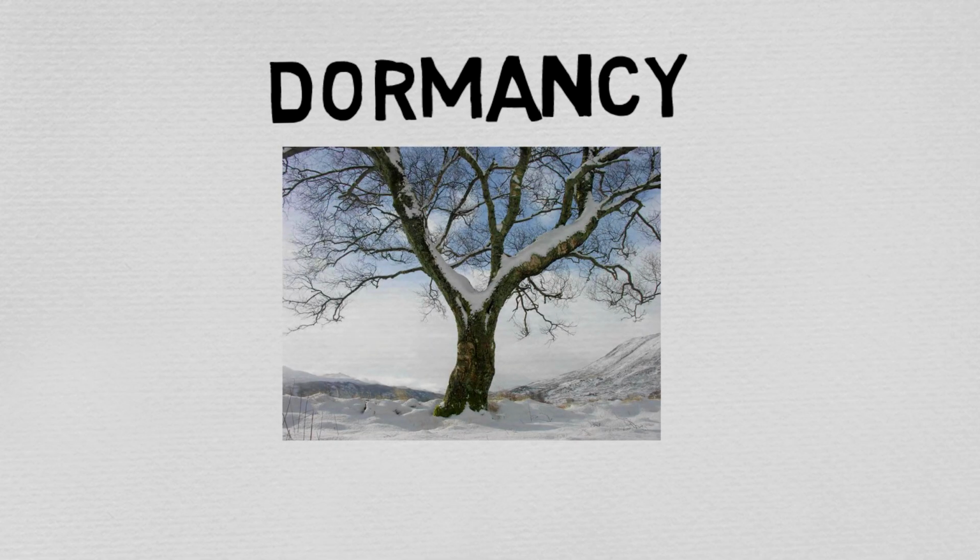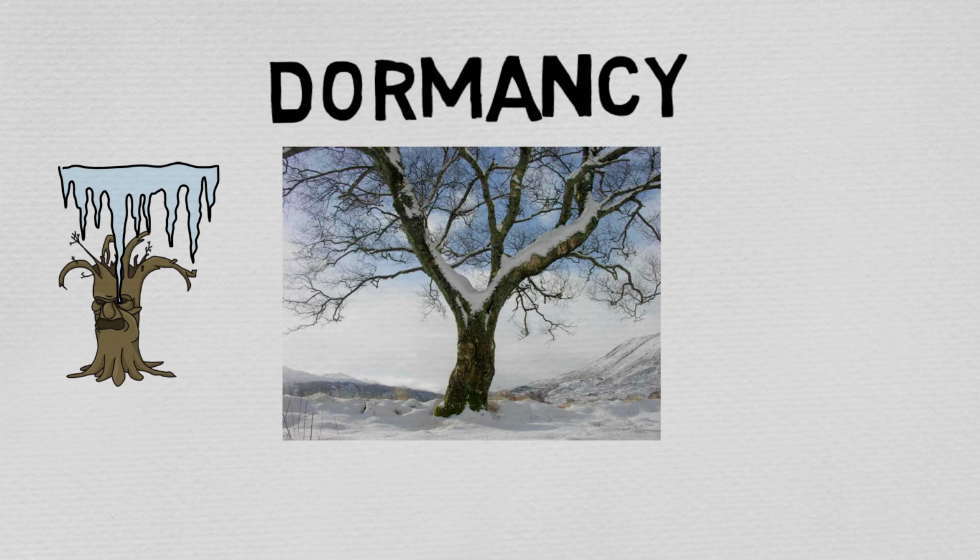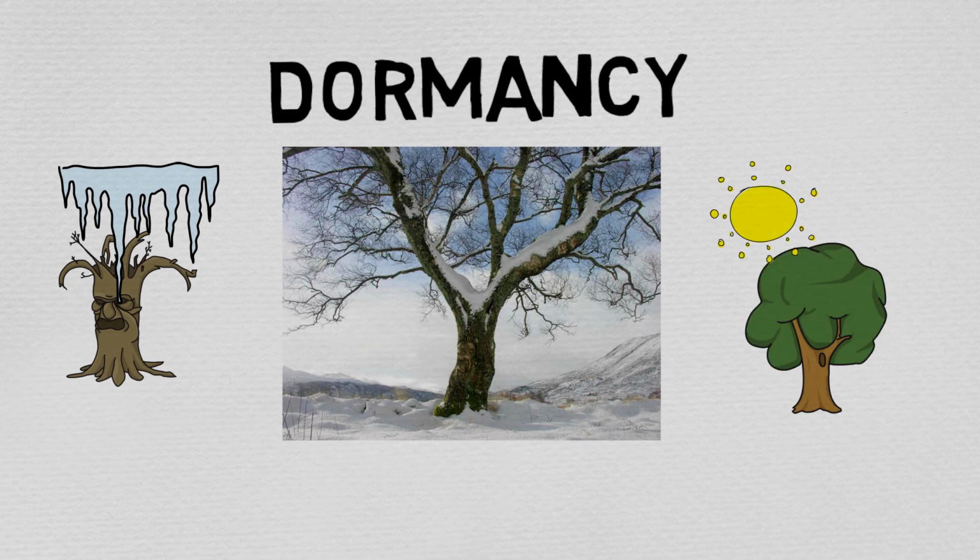Dormancy. The yearly cycle in which plants or trees shed their leaves and stop growing. They enter dormancy usually in winter and start to grow again in the next summer.